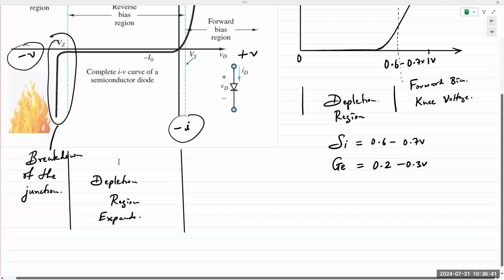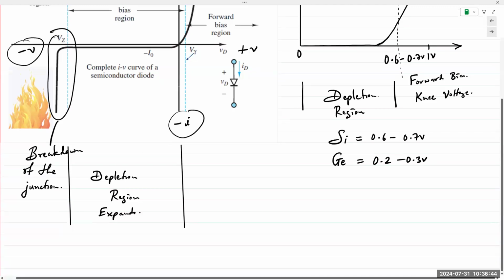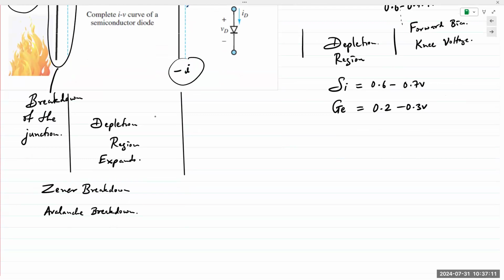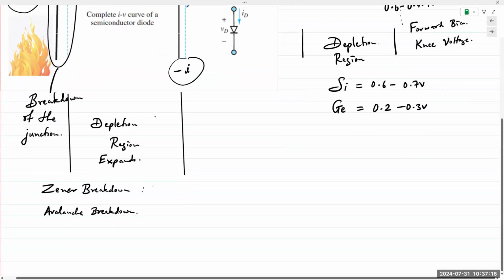This breakdown, just to get a little bit into semiconductor physics, is due to two phenomena that take place. The first one is Zener breakdown, and the other one is known as avalanche breakdown. So there are two phenomena that take place when the junction breaks down. The first one is known as the Zener. The second one is known as avalanche. Zener happens due to high impurity doping.